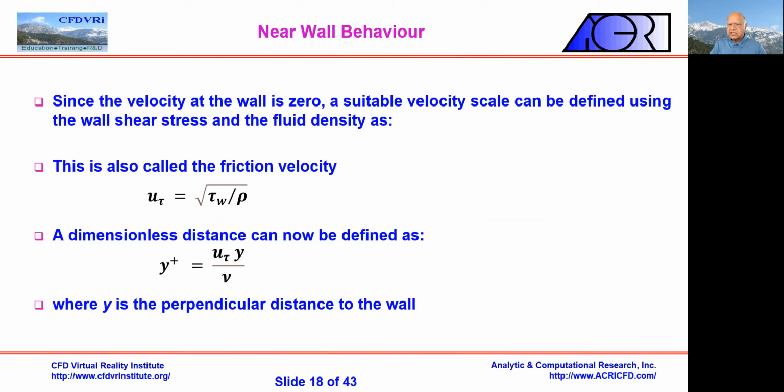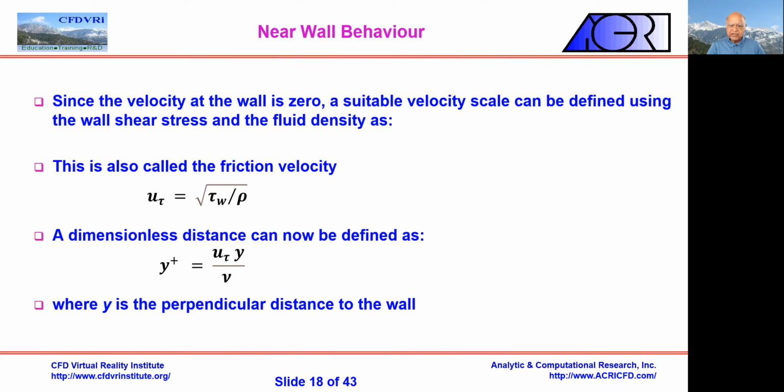So since the velocity at the wall is 0, we can define a suitable scale by defining shear stress. Now, for typical boundary layers, shear stress across the layer is constant. It's an important fact that is observed in real life. So what we do is we define a u tau, which is the velocity based upon the shear stress. If you take the shear stress, divide by rho, and take the square root, you get a velocity. This velocity is called the friction velocity.